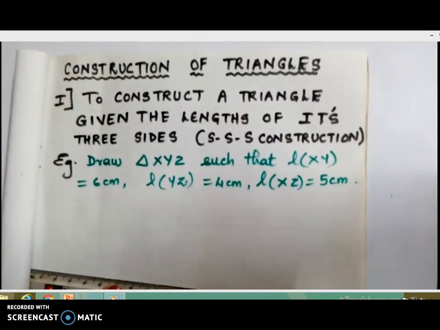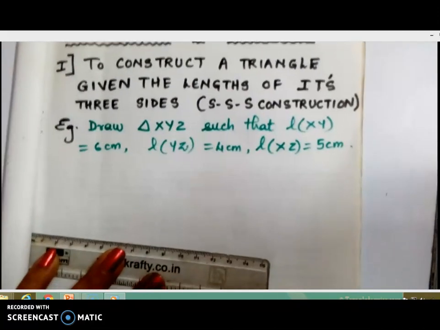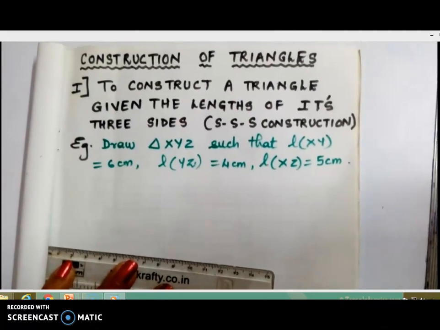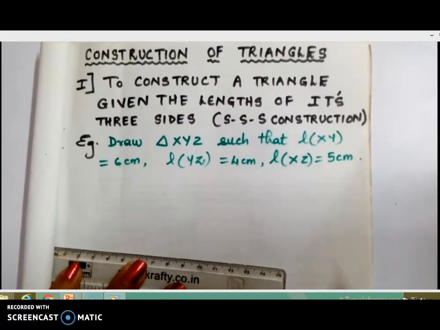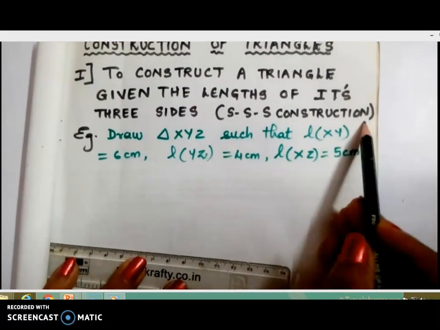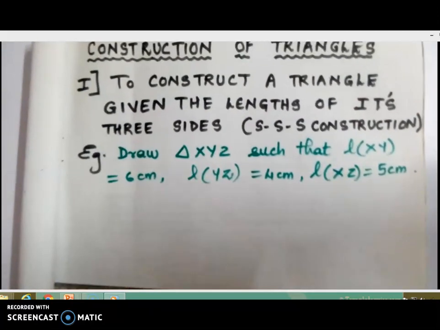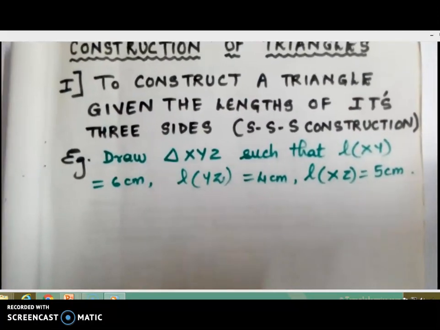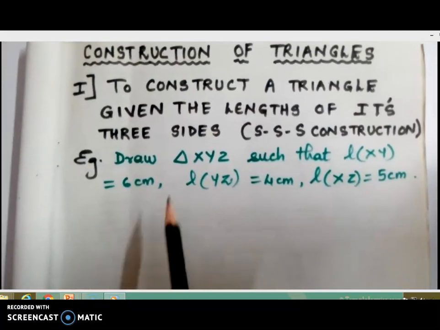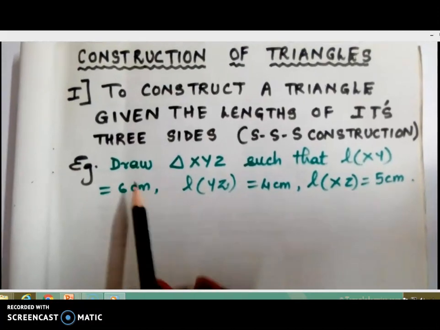The first construction. To construct a triangle, given the lengths of its three sides, that is SSS construction. Let us understand how to perform this construction with the help of an example. Students, look at this question.